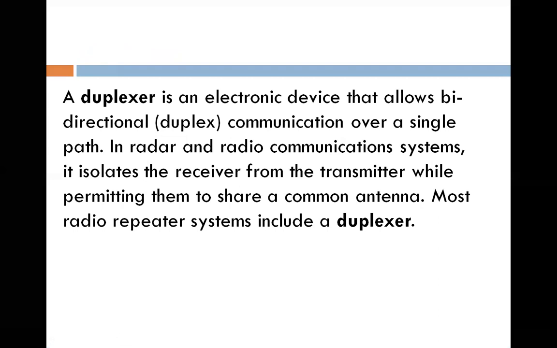So a duplexer is an electronic device that allows bidirectional communication over a single path in a radar and radio communication system. It isolates the receiver from the transmitter while permitting them to share a common antenna. Most radio repeater systems include a duplexer.